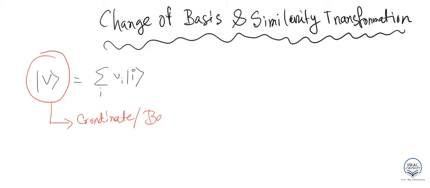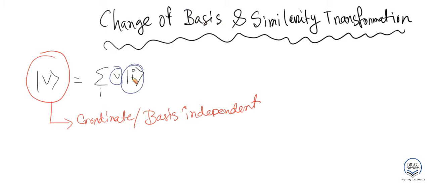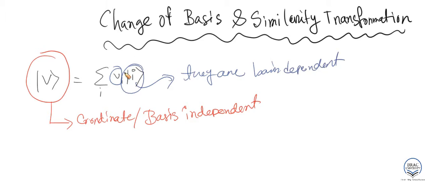/ basis independent. However, the components and the basis, they can change. So they are basis dependent. But the total information that the vector will encode will be basis independent.